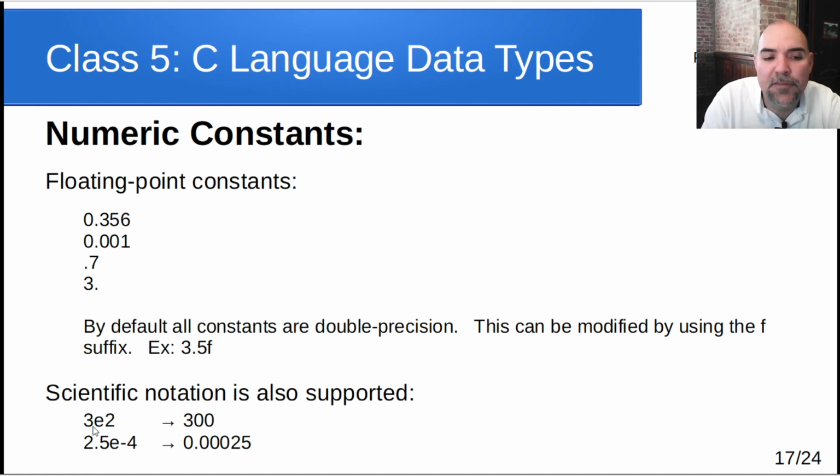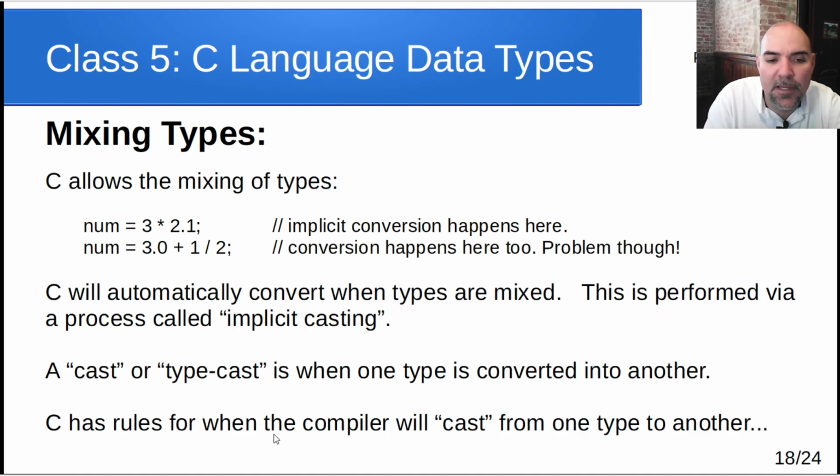Also note that scientific notation is supported, so I can say 3e2, which is the same as 300, or 2.5e-4 will give me 0.00025. So note that you can use scientific notation for really large numbers or really small numbers, however you'd like.